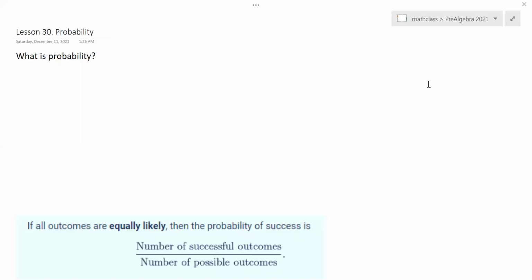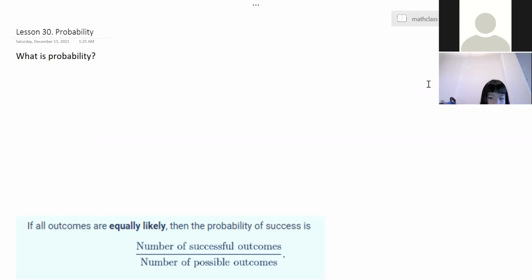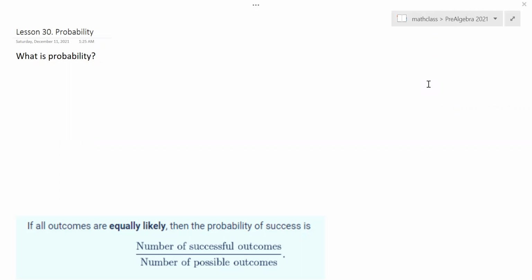All right, so in the last class we're going to study probability. First of all, we should know how to do counting. If you know how to do counting, then we are able to do the math and solve some probability problems. So the question is, what is probability?